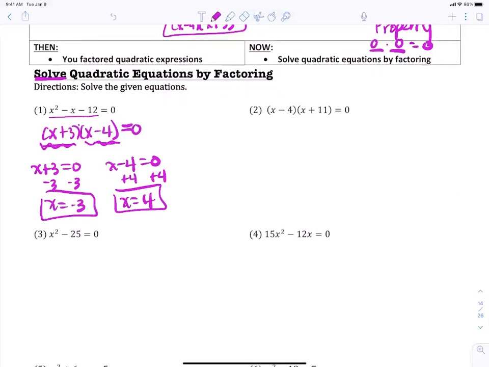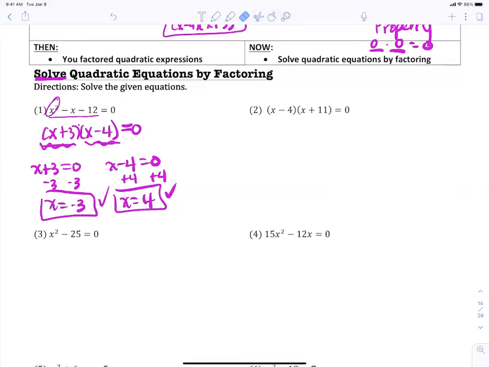Now, could you check your answer and plug them back in? Sure. If I take 4 squared, we get 16. Minus 4, we get 12. Minus 12, we get 0. So we know this guy works. If I plug in negative 3, negative 3 times negative 3 is 9. 9 minus negative 3 is really 9 plus 3, which is 12. Minus 12, we also get 0. So just like all other solving problems, you should be able to plug them back in and see if they actually make it 0. But when you solve quadratics, you should have a solution for every individual factor.